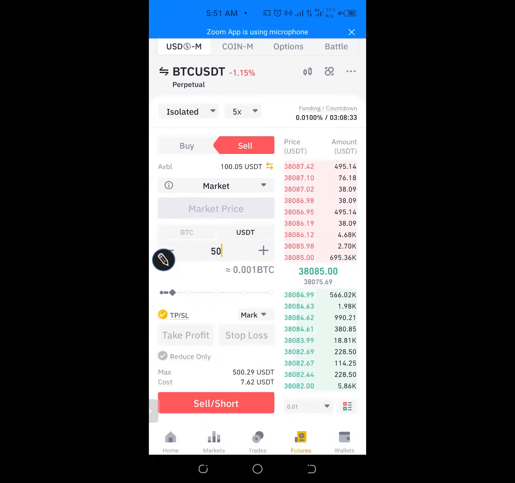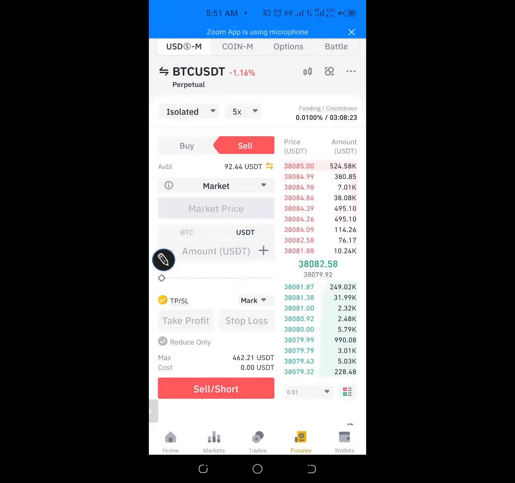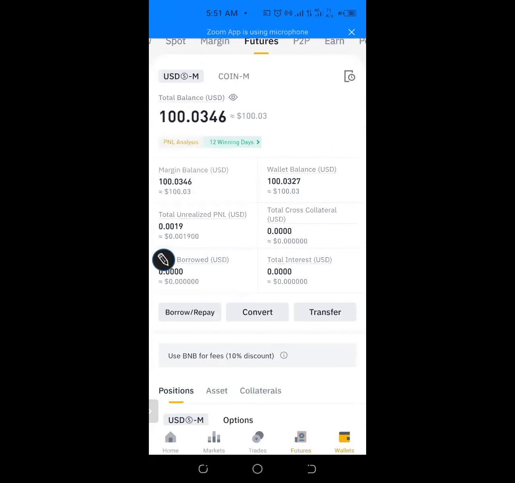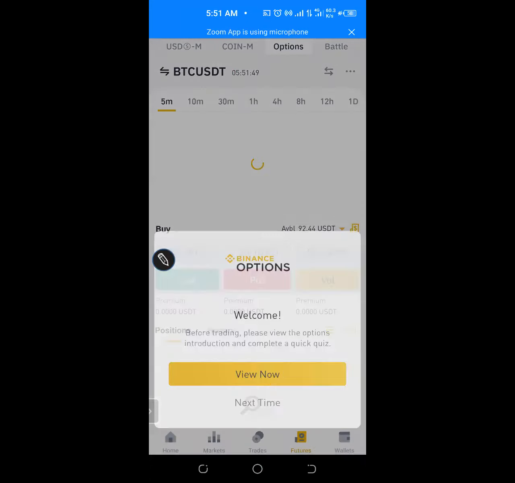I'm speculating with $50. I will not put any stop loss. I will not put any take profit for the first trade. And then I say sell, short, then the trade runs. I've speculated on the price of Bitcoin. So if the price of Bitcoin is dropping, I'm going to see my position as well, because if I go back to the futures, I go to positions.